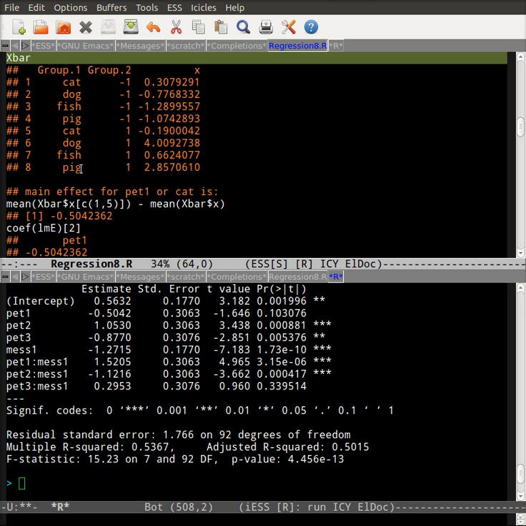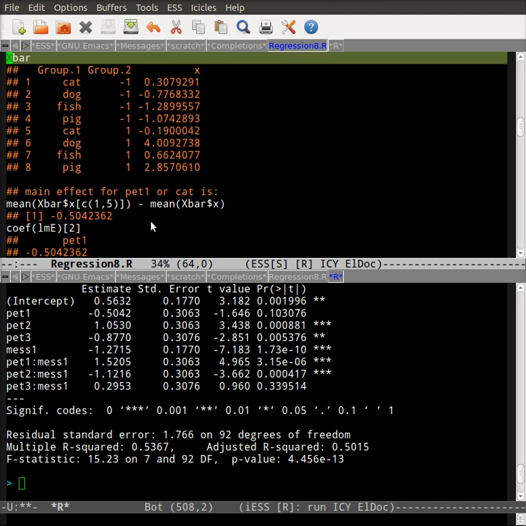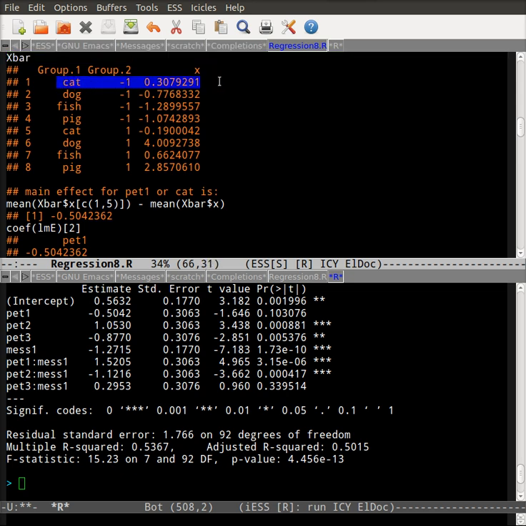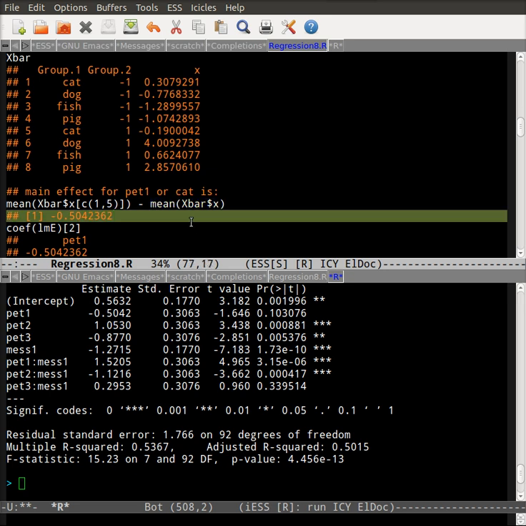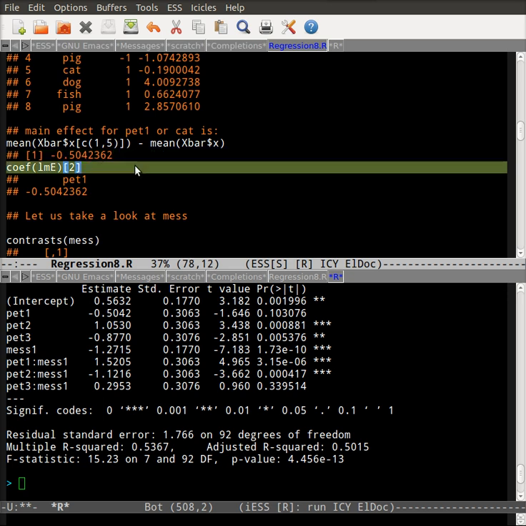Okay, how do we get that effect? How do we interpret that effect? Well, that effect is all of the cats, all of the cat means, so this, the first one, so it doesn't matter whether mess is -1 or 1. We take both cat for -1 and cat for 1. We take the mean of those two and we subtract out the grand mean. And what we get is, sure enough, when we calculate that, we get exactly what we expect, the B.